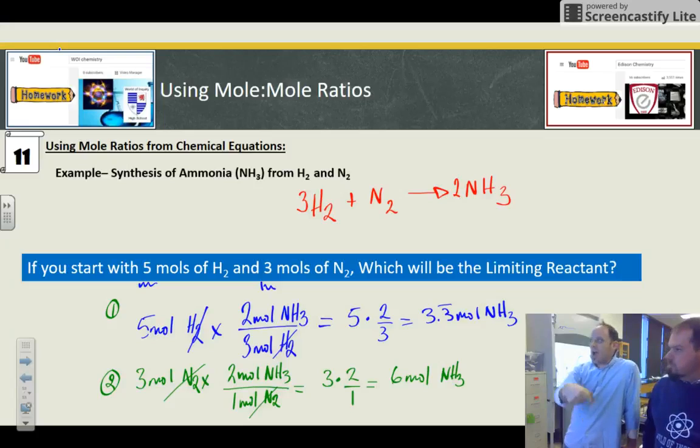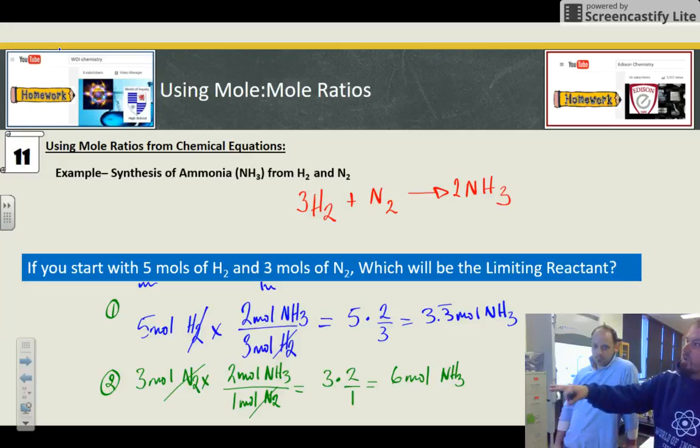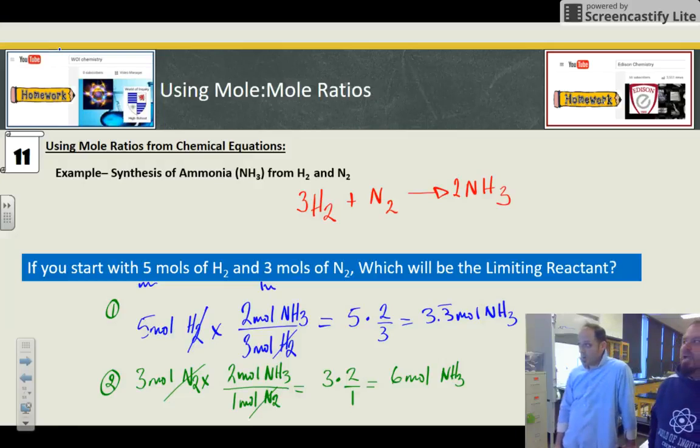Because you didn't have as much hydrogen. Exactly. So in this case, the hydrogen's the bread. It's the stuff I would run out of. Because once we got to that 3 moles of NH3, there'd still be N2 left to keep going, but we'd be out of the H2, and the reaction would stop.